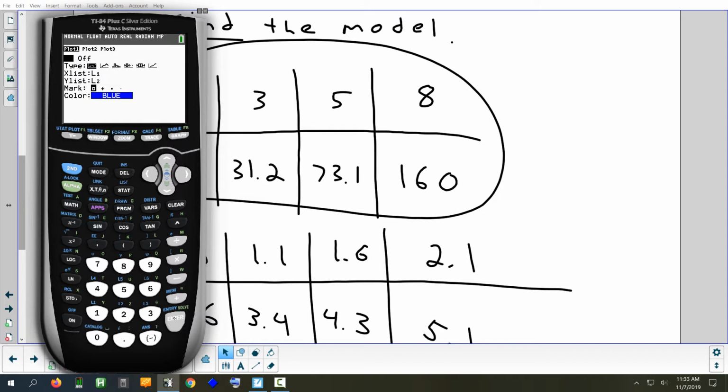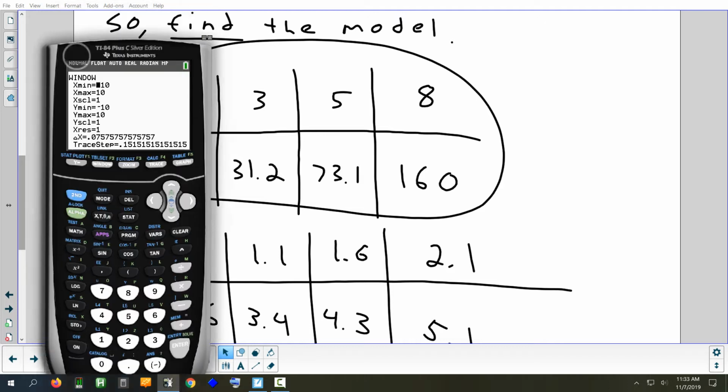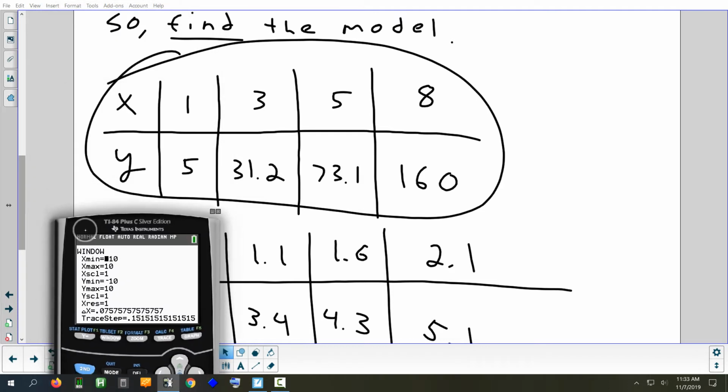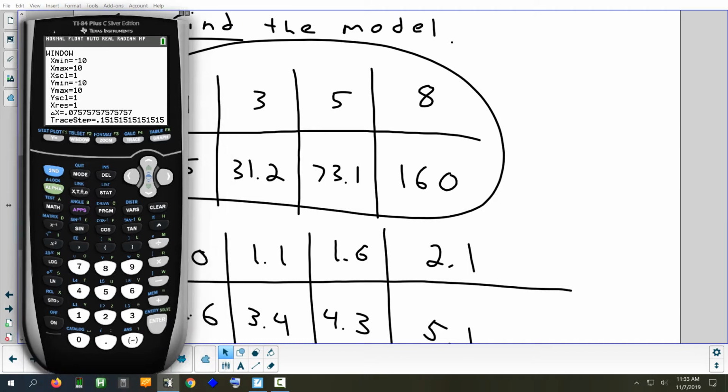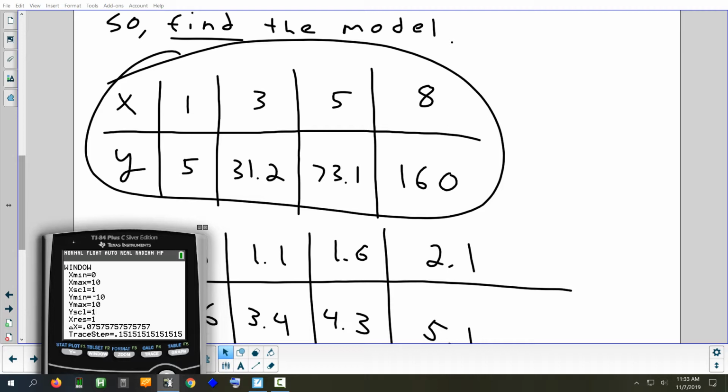I could say, no, my x's are in L3. But no, my x's are in L1, my y's are in L2. I don't care what color it uses. So I'm just going to leave it exactly like that. So there's no change you have to make there. But we do have to look at our window. What's the highest x value? A. And the lowest? I would go 0 to 10 on the x's. What would be good for the y's?